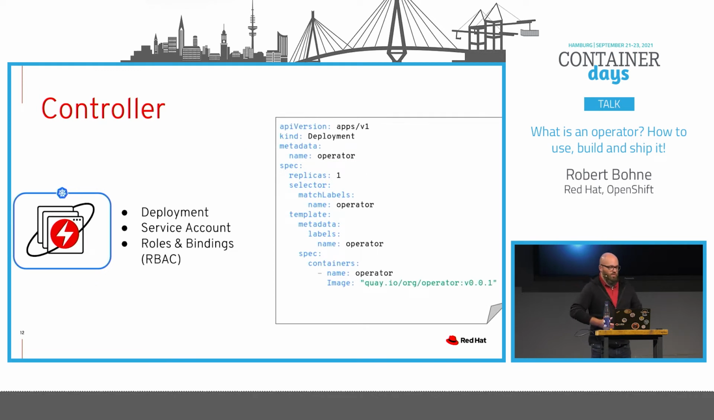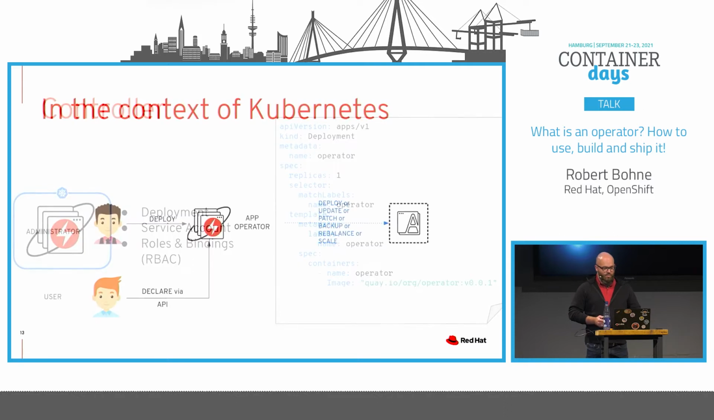Back to the controller. The controller is only a piece of software. How do you deploy a piece of software on Kubernetes? Via a deployment. So your operator is basically a container image, and you deploy it via a deployment or deployment config on your Kubernetes cluster.